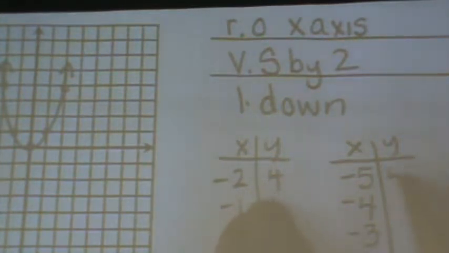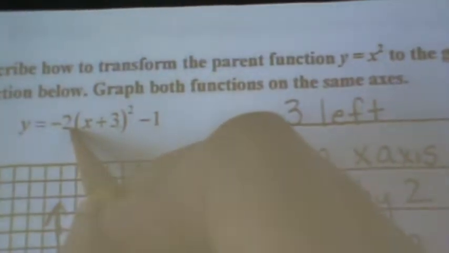Keeping your x's the same. Then you would move to this one. This tells you to multiply your y values by -2. So multiply all these by -2. Keeping your x's the same. Multiply these by -2, you get -8, -2, 0, -2, and -8.